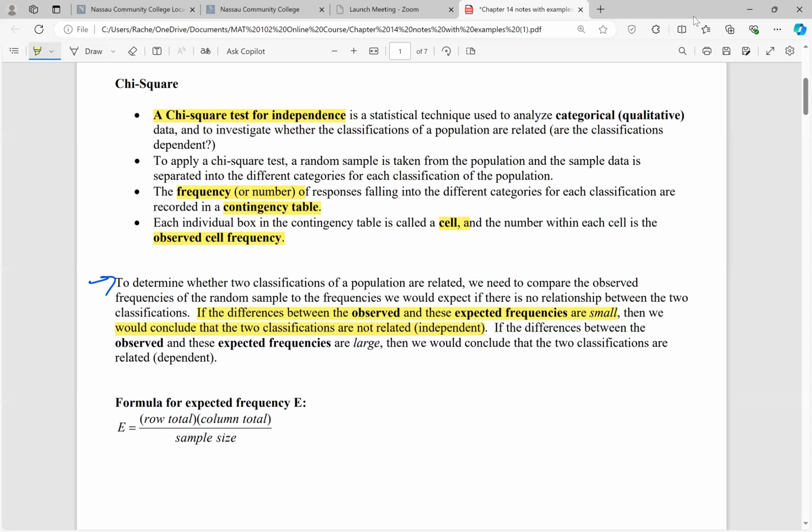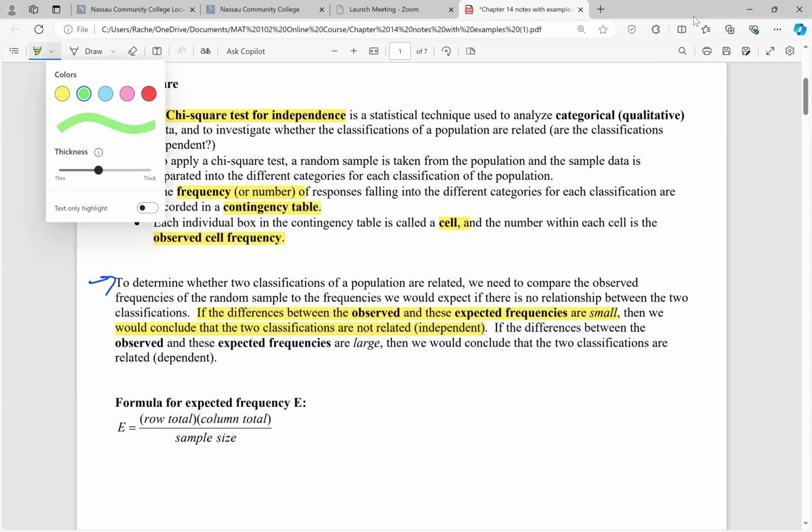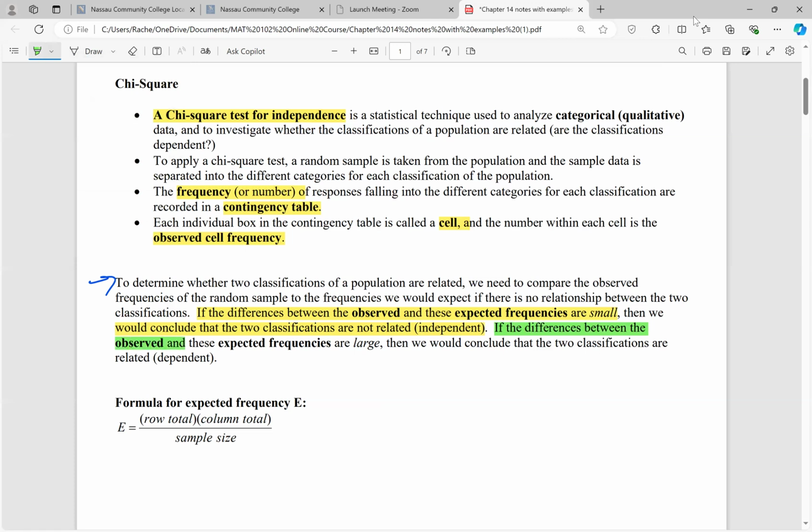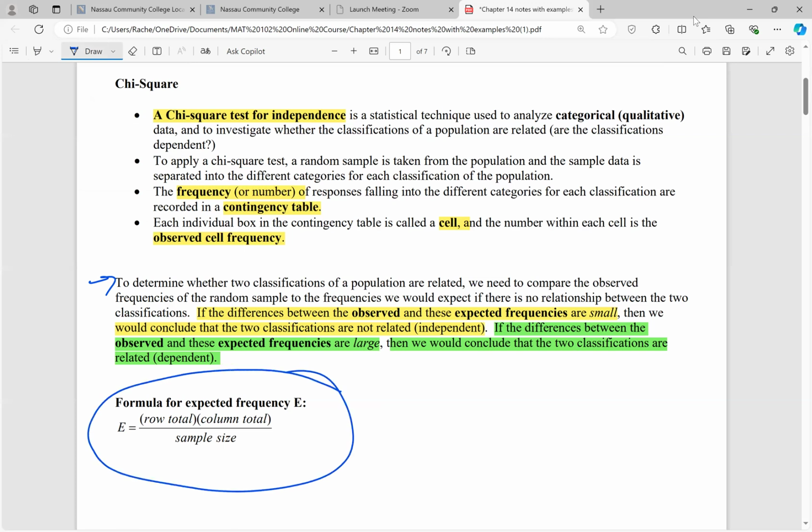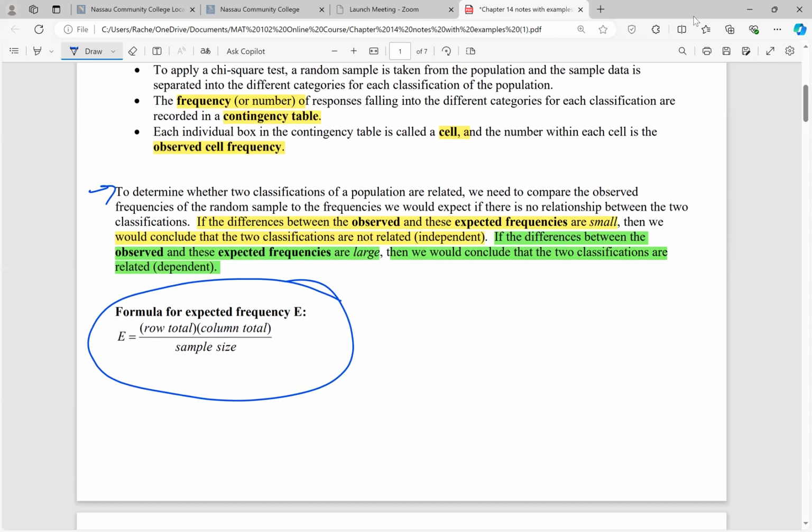However, if the differences between the observed and the expected frequencies are large, then we can conclude that the two classifications are related, that there is some sort of dependency. So what we're going to practice first is, let's just calculate some expected values. So I'm going to give you an example of what we observed, and then we'll use the formula for expected frequency and we'll practice these calculations.